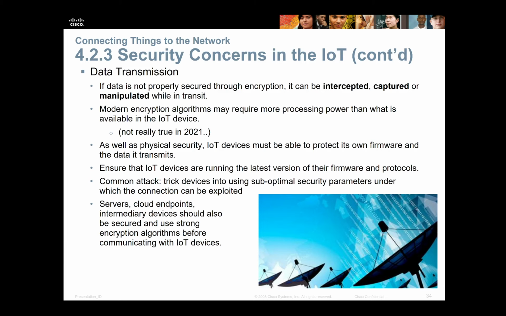In a transmission, if you don't properly secure the data, then it can be intercepted, meaning that someone can take it off the stream, capture it, manipulate it. The NSA actually runs a lot of these intercepting and capturing kind of things. Manipulation, I have a feeling that it happens in some countries.